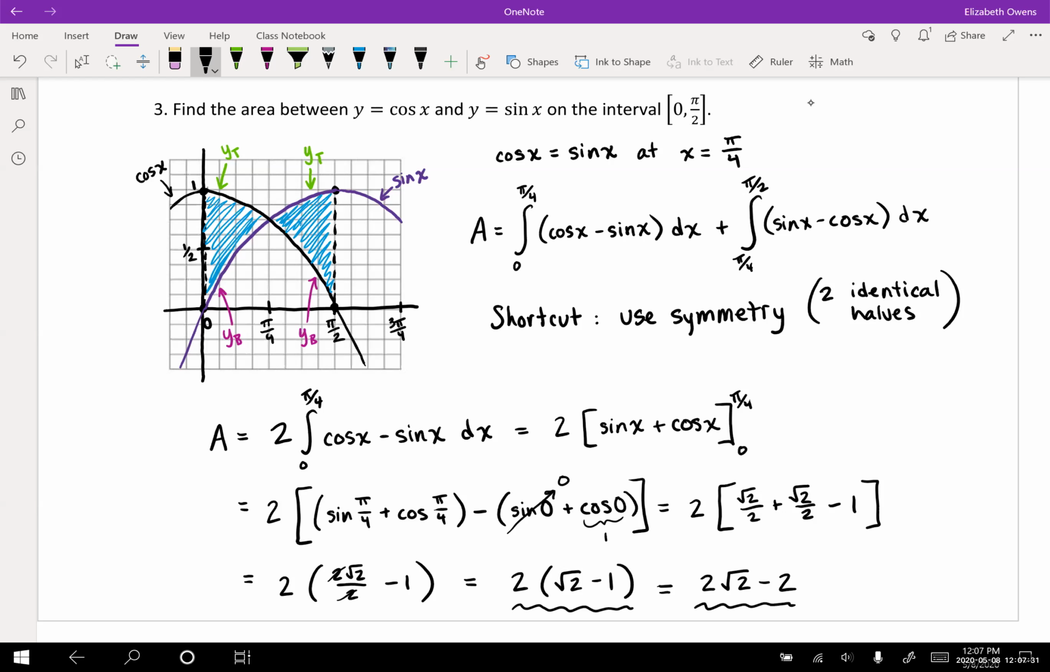All right. So again, if you did the 2 separate integrals where we switched the top and bottom functions, that is also fine. You should end up with the exact same answer, so you might want to try that out. But if you spot a shortcut like this, it can be helpful because we only had to evaluate one integral that way.